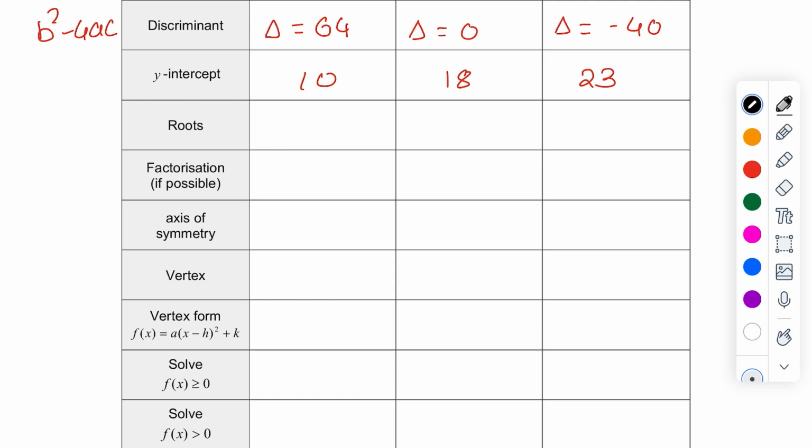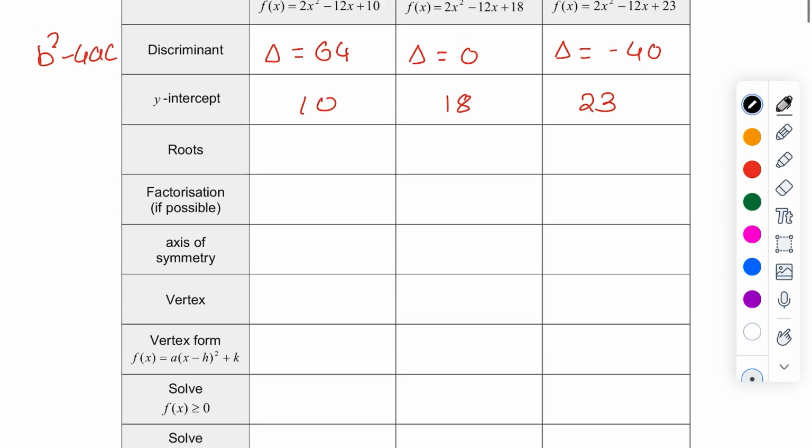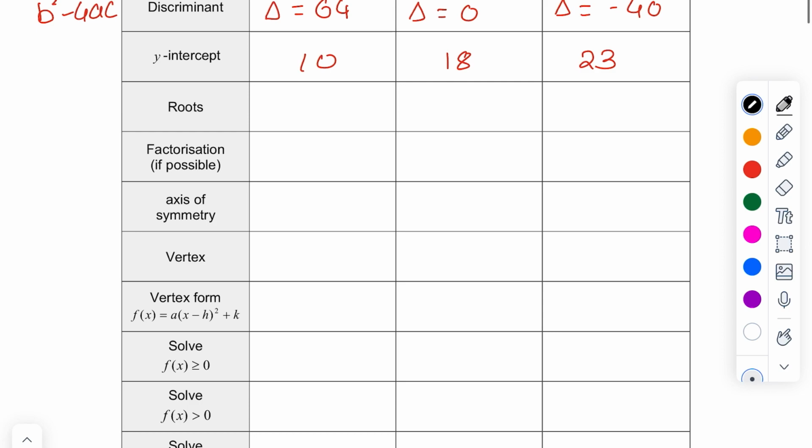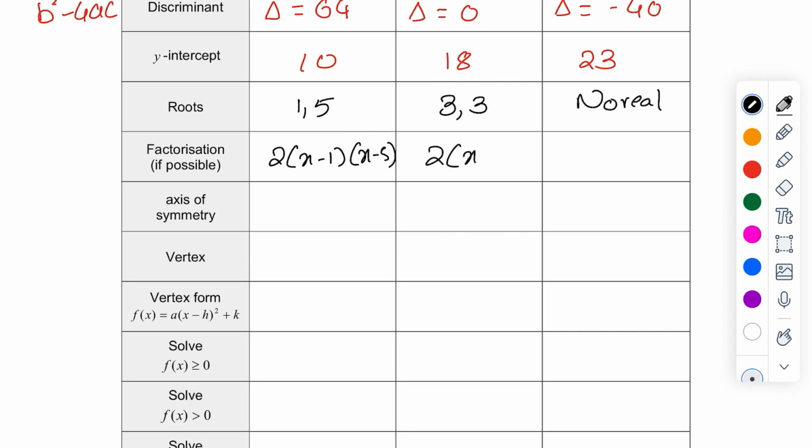Next, roots. Then is it a question with GDC? Yes, you can use the GDC to get the roots. So I'm writing it out over there, 1 comma 5 and 3 comma 3 and no real roots. Now factorization. So it is 2 times of x minus 1 times, because the roots are 1 and 5, 2 times of x minus 1 times x minus 5, and it is double root 2 times of x minus 3 whole square, and no factorization.